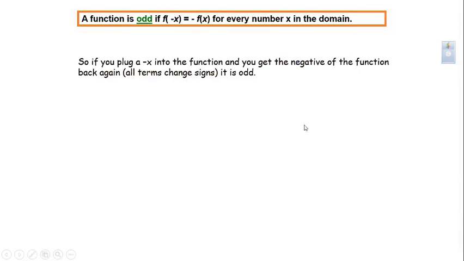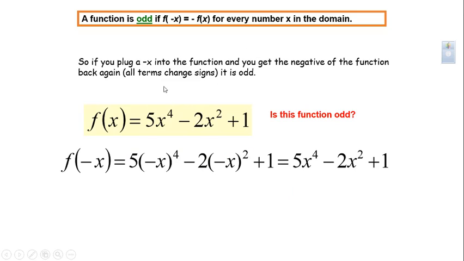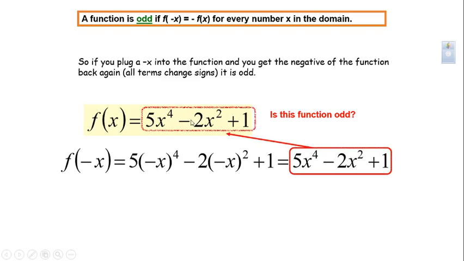For an odd function, if I replace all the x's with negative x, then the output is also going to change sign. So f of negative x will equal negative f of x. So I just need to figure out if I get the opposite of the original. To check the first function, when we replaced x with negative x, we got the same as the original. It's not the opposite. It's not the negative of the original. It's the same as the original. So it's not an odd function.